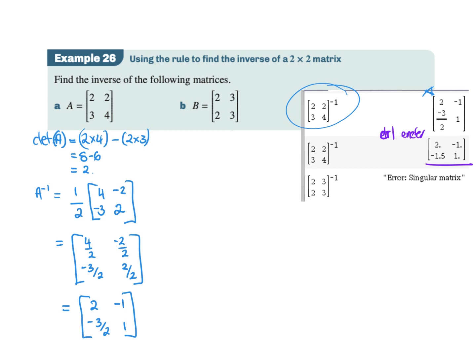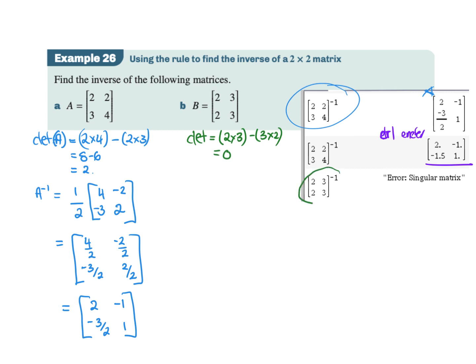Okay, now when we go to do matrix B here, if I'm going to find the inverse, first I'm going to find the determinant, and it's 2 by 3 minus 3 by 2. So you end up with 0. So we should know, when it's 0, you can't get the inverse.